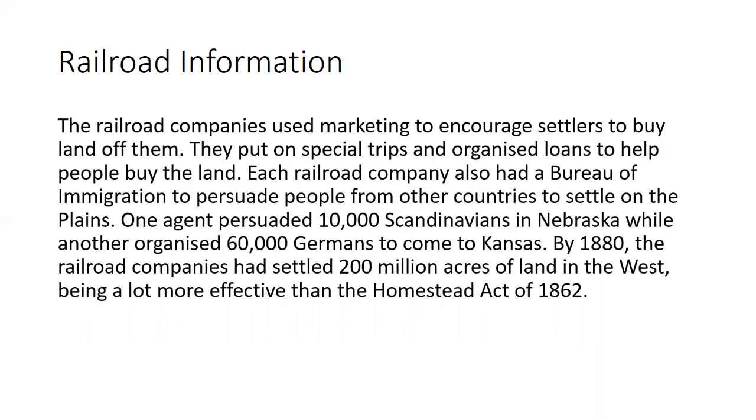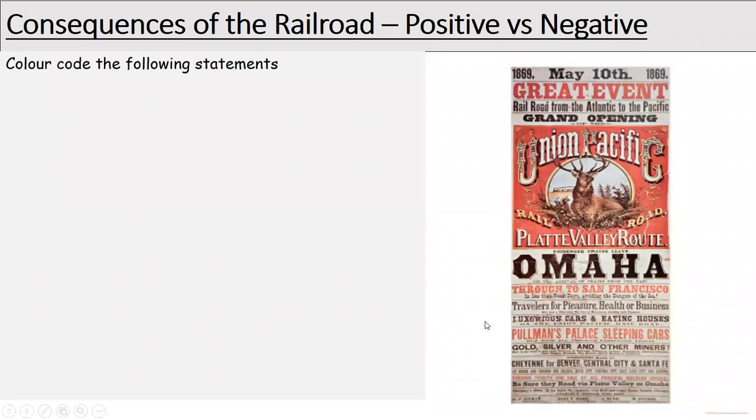One railroad agent persuaded 10,000 Scandinavians to move to Nebraska, while another agent organised 60,000 Germans to come into Kansas. And by 1880, the railroad companies had settled around 200 million acres of land in the West. As they built more railroad, they were given more land, hence why that number's a lot bigger than what I mentioned earlier. This meant that the railroad was significantly more effective than the Homestead Act. It meant more opportunity, more chance for people to come into the country, and where they were living had more aspects of success, allowed people to potentially achieve manifest destiny.